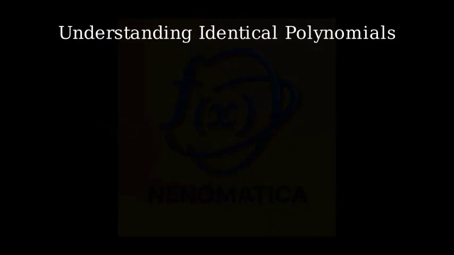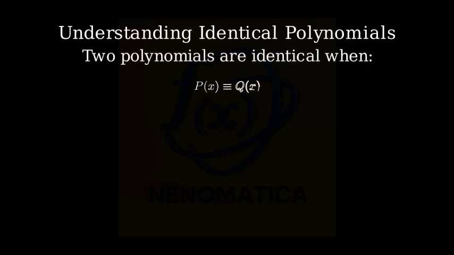Today, we'll explore the concept of identical polynomials and how to determine when two polynomials are equal. First, let's understand the basic principle. Two polynomials are identical if they have the same value for all values of the variable. This means their coefficients for corresponding terms must be equal. For two polynomials to be identical, all corresponding coefficients must be equal.